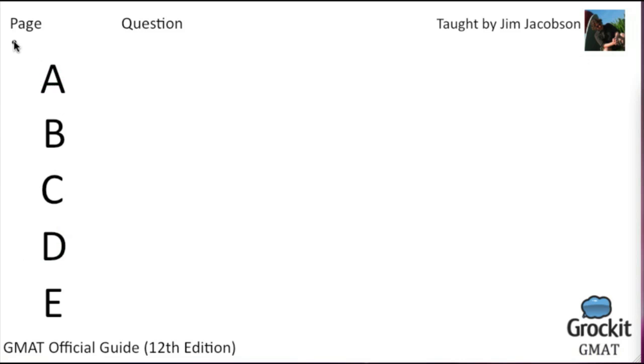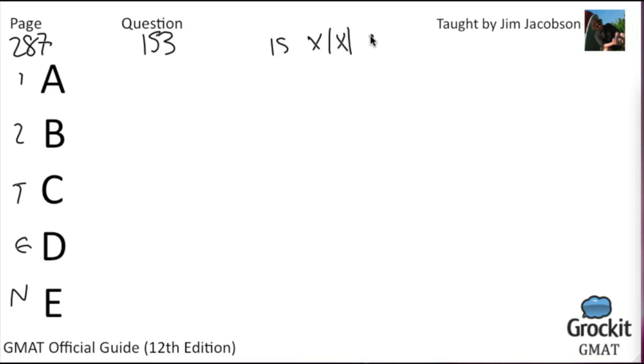All right, 287, question number 153. If x is an integer, is x times the absolute value of x less than 2? And basically that would be true if x were a fraction or if x were negative. So let's find out what we get.